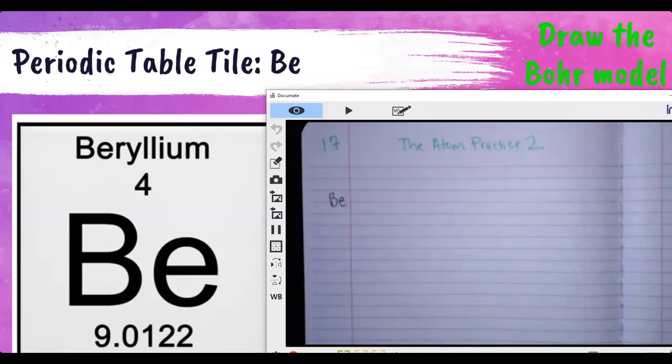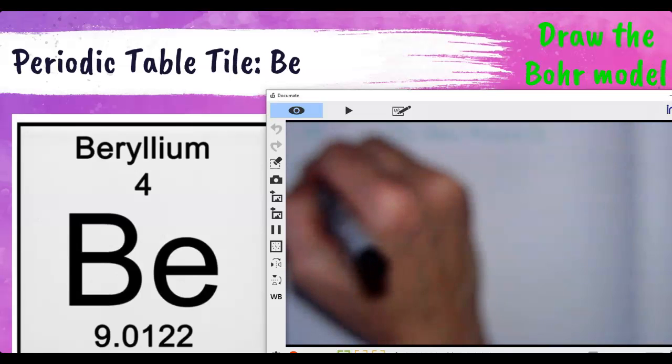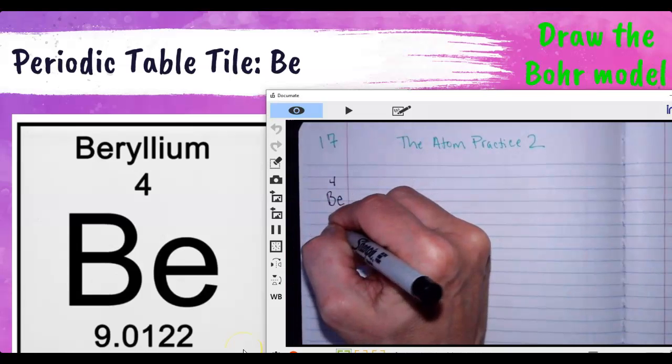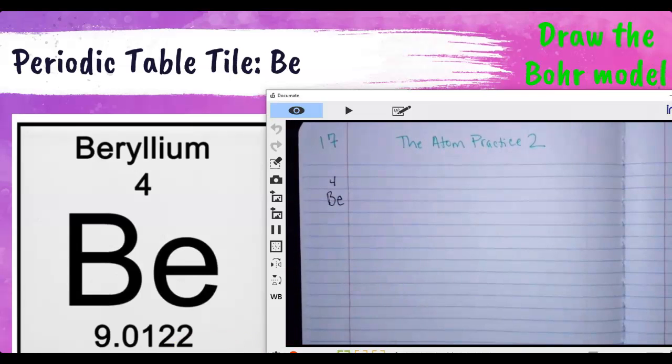And I'm going to see if I can focus this a little bit more. It's a little blurry. And write the atomic number of, and below it, we don't want that decimal value. We want to round this number to a whole number.